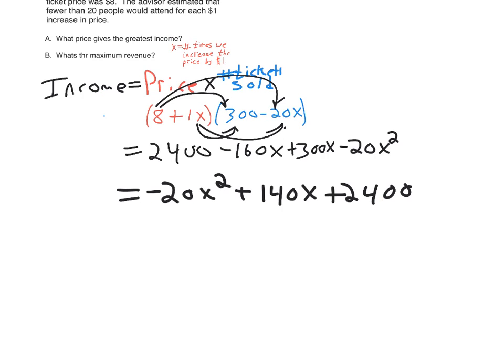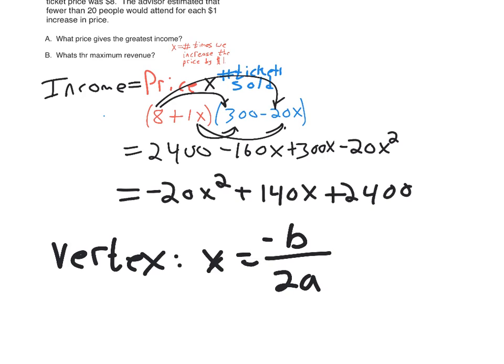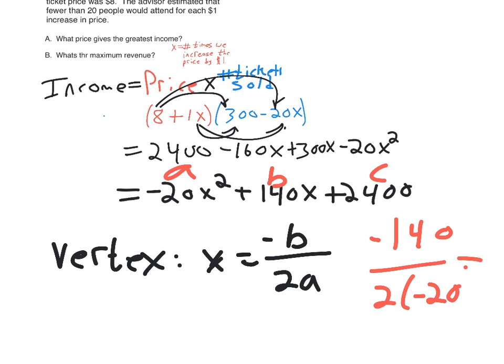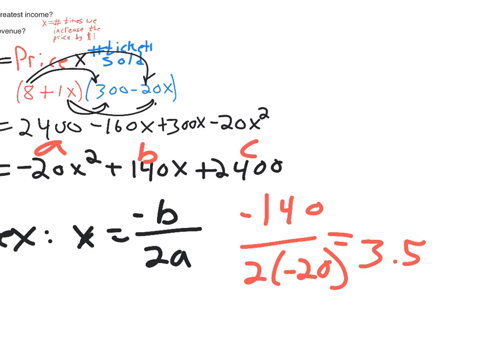And because a is negative, meaning the number in front of x squared is negative, we know it's going to look something like this, a parabola that reaches a peak. So if we can just find that vertex, we'll find the maximum. Here's how we find a vertex. The x-coordinate of the vertex is negative b in standard form divided by 2a. So it goes a, b, c. That means we're going to be doing negative 140 divided by 2 times negative 20. And when you simplify that, you get positive 3.5.